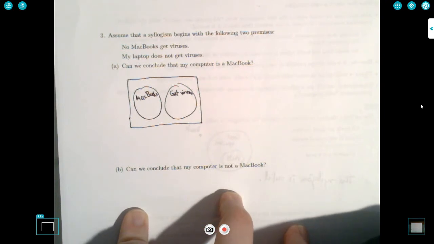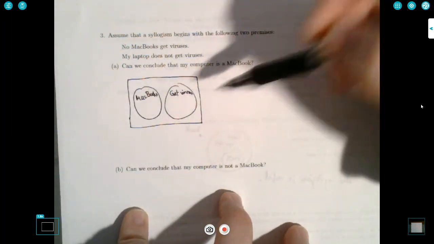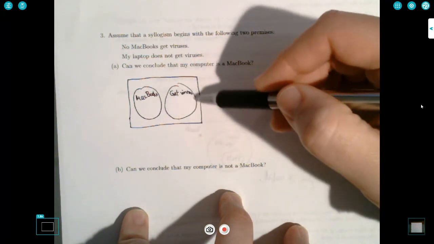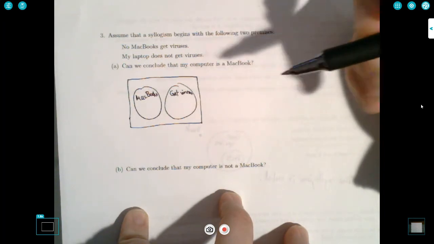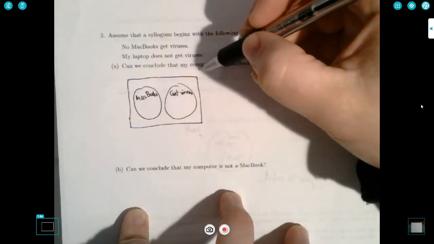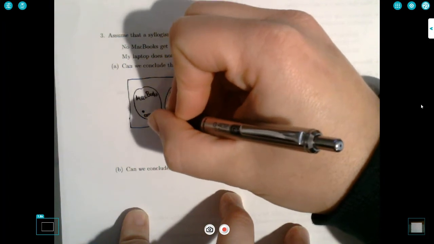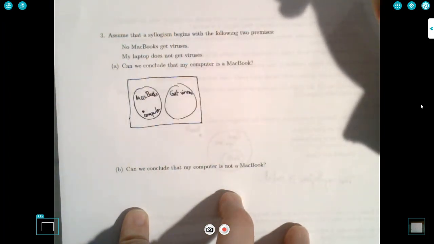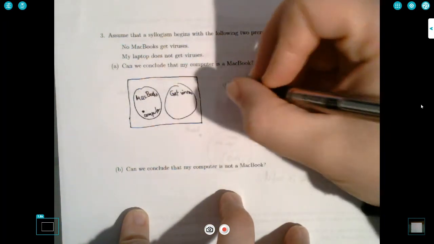Now the second statement says my laptop does not get viruses. If your laptop does not get viruses, then that means it doesn't belong inside of this circle of things that get viruses. It's not part of that. So that means that your computer could be here, my computer, or my laptop, whatever. So that's one way that you could draw it.